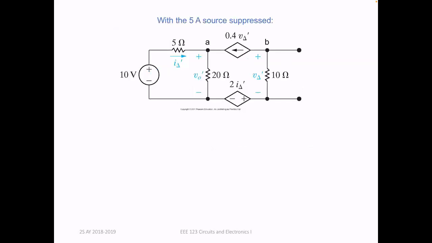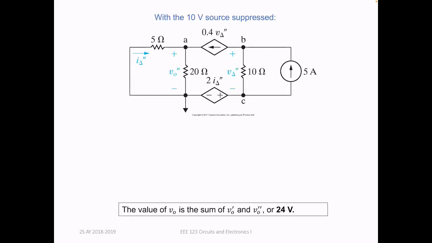So I'm going to stop there. Well, this is the equivalent circuit with the 5 ampere source suppressed, and this is the equivalent circuit with the 10 volt source suppressed, and this will give you the value. The value is 24 volts, that is of V sub O. But the solution, I leave that up to you. If you're not getting the correct value, 24 volts, you can show me your solution. I'll tell you where you're doing wrong.